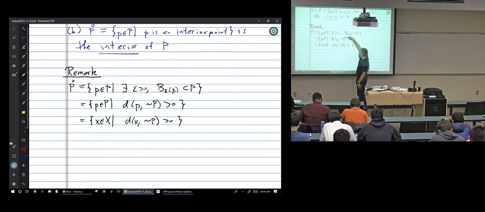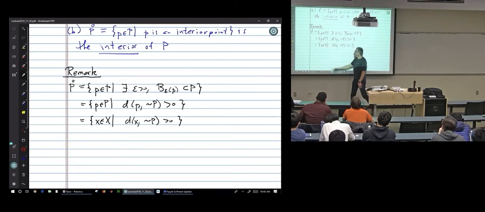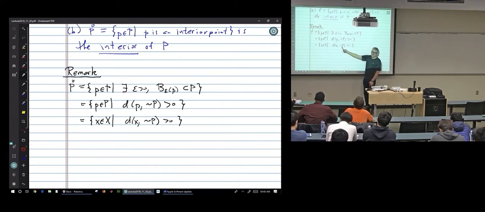Okay, so this is that picture that we talked about. If I can put a ball around something, then its distance to the complement of the set is positive. Those are if and only if. Okay, why can I replace P in P with arbitrary X in X? Well, X is P union complement of P, right? If X is in the complement of P, what is the distance of X to the complement of P? 0. So it's not in there, okay? So they're exactly the same sets, okay?